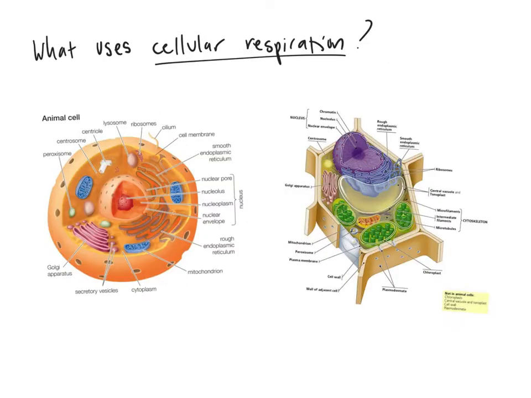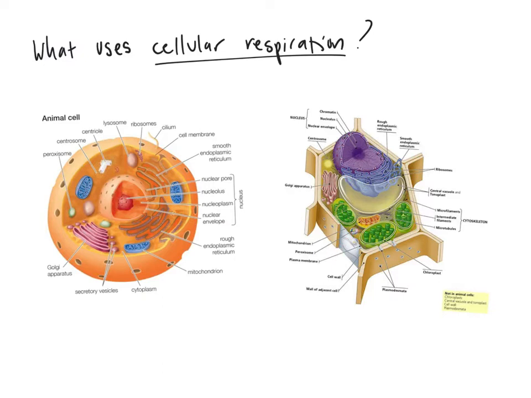So here is a side-by-side comparison of our animal cell and our plant cell. I do like to show this before I get into the equation for cellular respiration because it's really easy to not see that you have mitochondria in the animal cell, which are blue in this picture, and then you have mitochondria in plant cells as well.